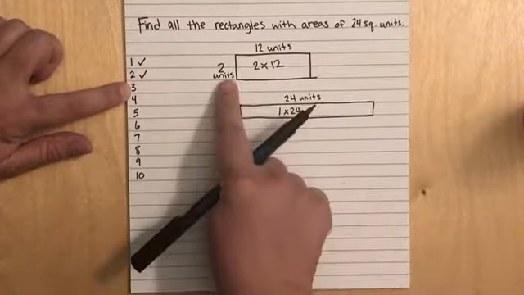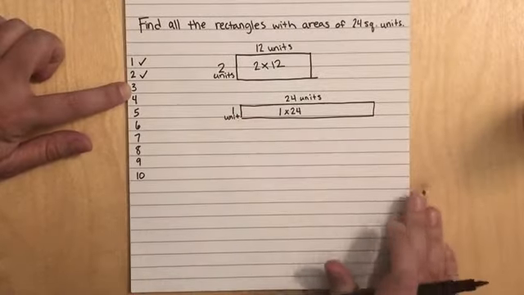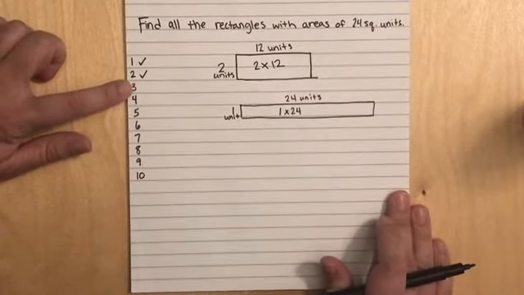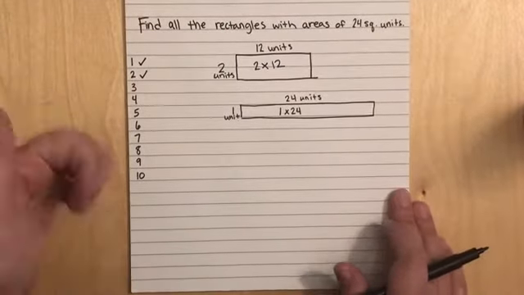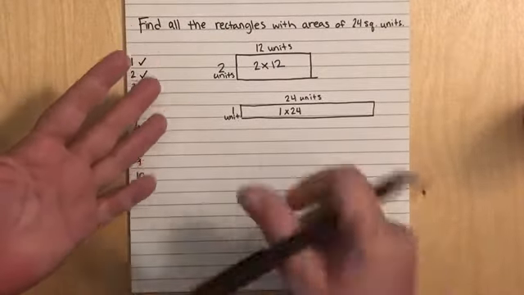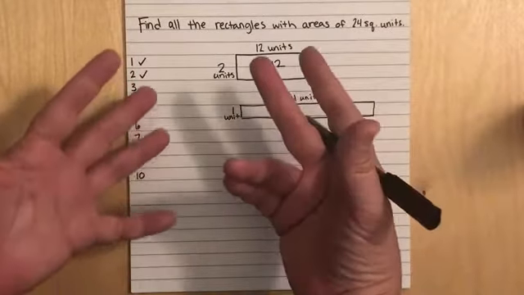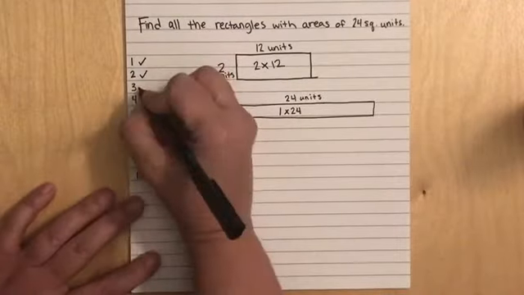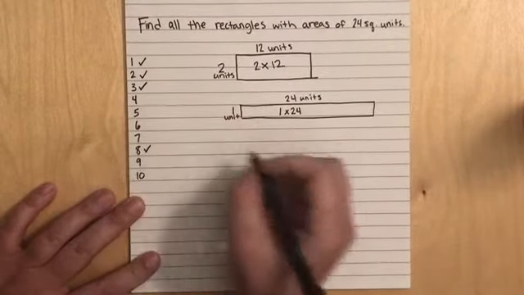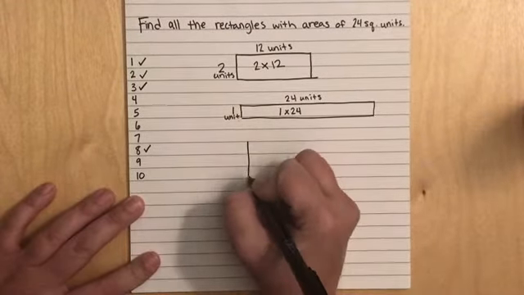Now 3. I haven't used 3 as one of my side lengths yet, so I'm going to see if I can skip count by 3 to get to 24. So 3, 6, 9, 12, 15, 18, 21, 24. That works. So 8 times 3 equals 24. So now I can check off both of these and I can make a new rectangle.